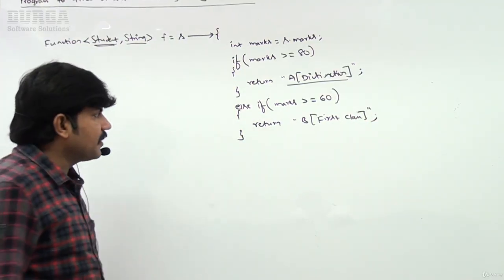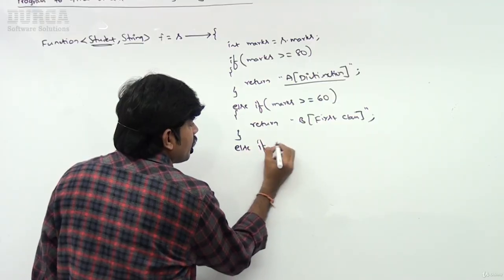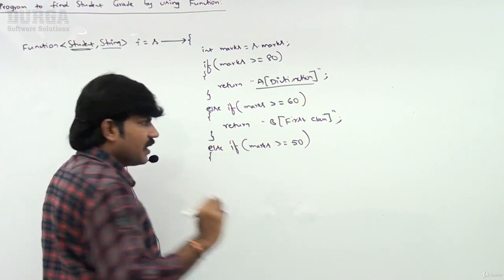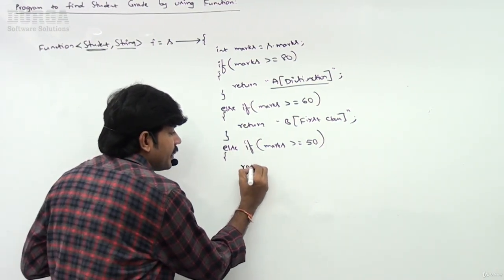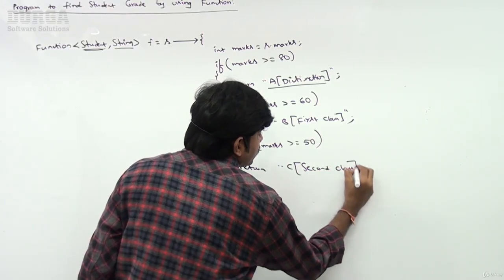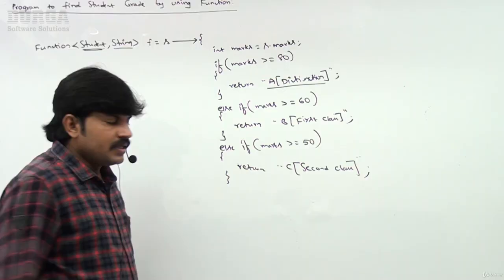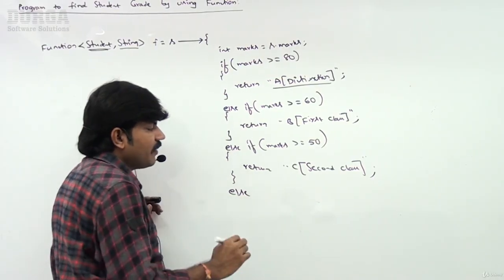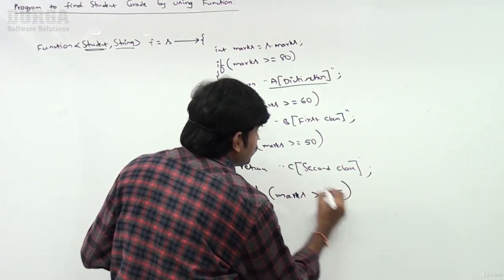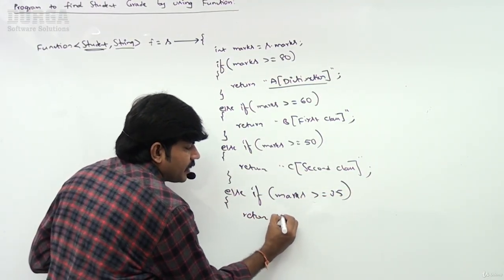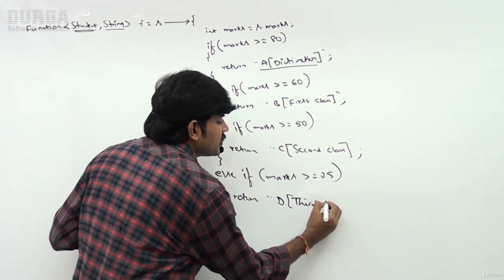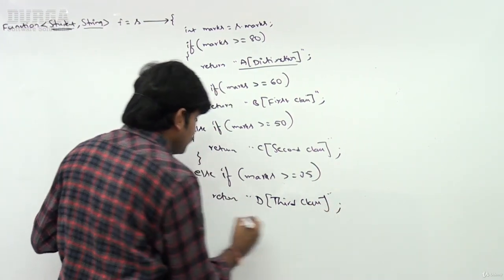Okay, the second one is also completed. Else if marks greater than or equal to 50, return C grade, second class. Return C grade second class, like this, right? Next, else if marks greater than or equal to 35, return D grade. Of course, if you want, you can print third class, like this.